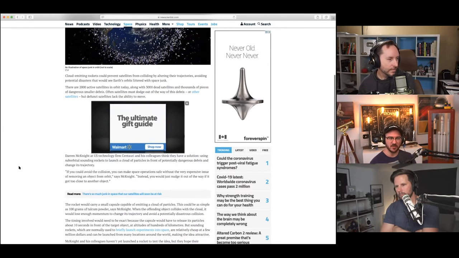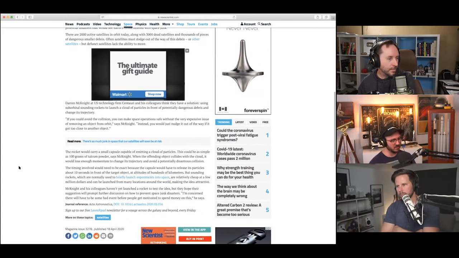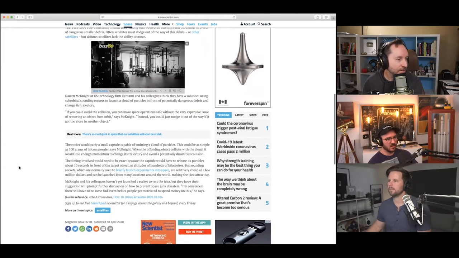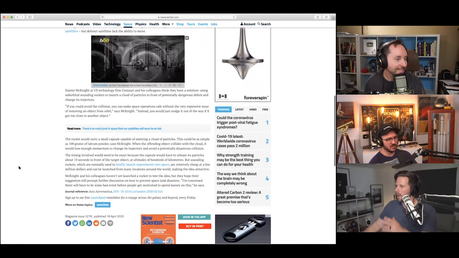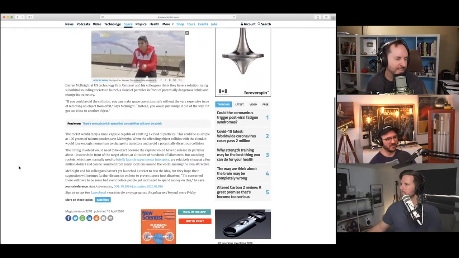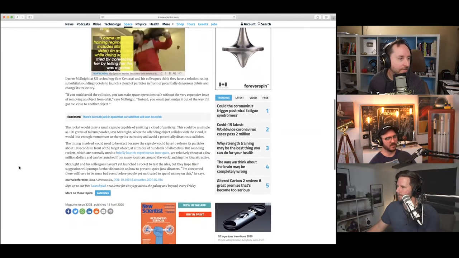So this would have to be for LEO satellites, I would assume. Yeah, probably. I've never heard of this. I mean, the timing would have to be just exact, because the capsule would have to release its particles about 10 seconds in front of the target object at altitudes of hundreds of kilometers. Whoa. So yeah, that's not very high. And they're even just using sounding rockets.